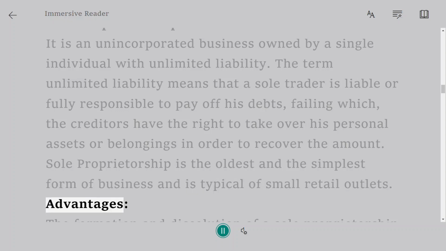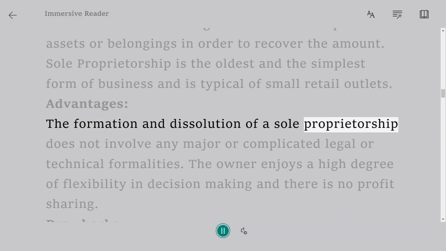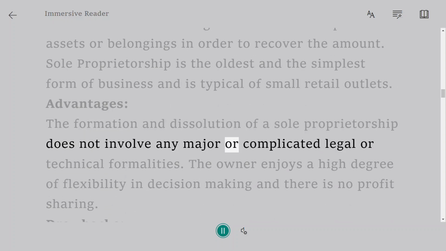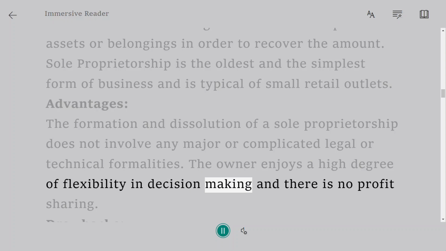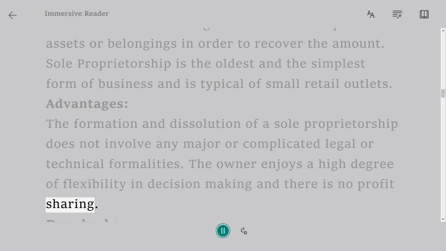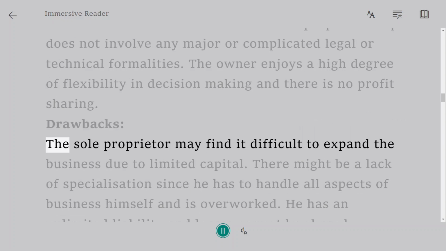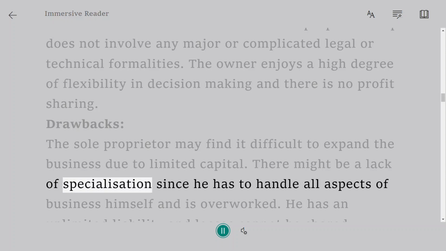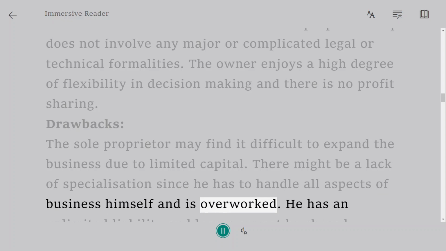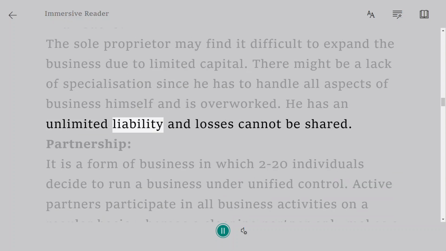Advantages. The formation and dissolution of a sole proprietorship does not involve any major or complicated legal or technical formalities. The owner enjoys a high degree of flexibility in decision-making and there is no profit sharing. Drawbacks. The sole proprietor may find it difficult to expand the business due to limited capital. There might be a lack of specialization since he has to handle all aspects of business himself and is overworked. He has an unlimited liability and losses cannot be shared.